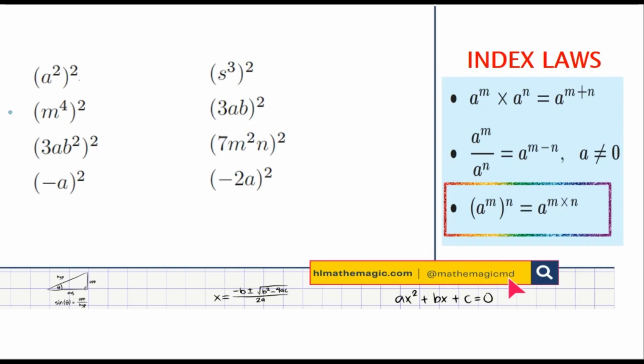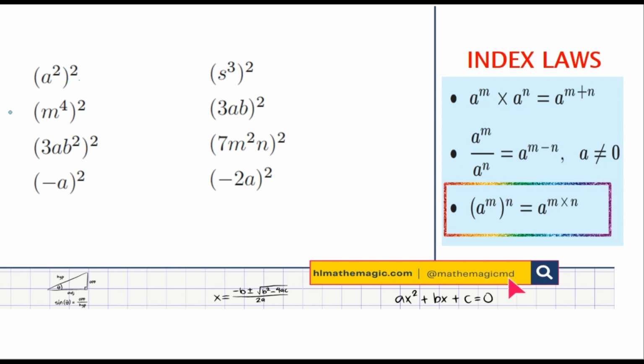Okay, so let's get into it together. As you can see here, you have questions which we're going to follow along and do vertically. So we're going to start from the left with a squared squared and work our way down. It'll be good if you grab a pen or pencil and a piece of paper so that you can do the questions as well. Let's get started.